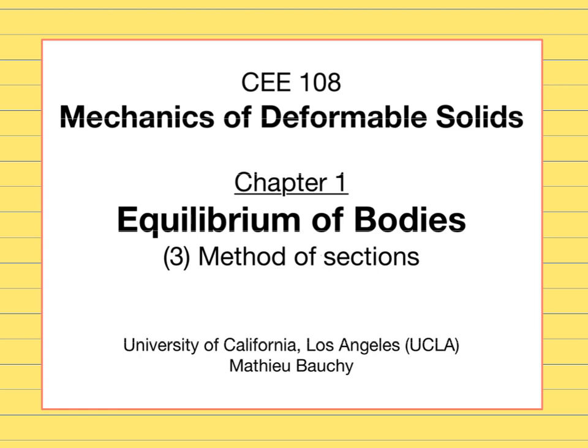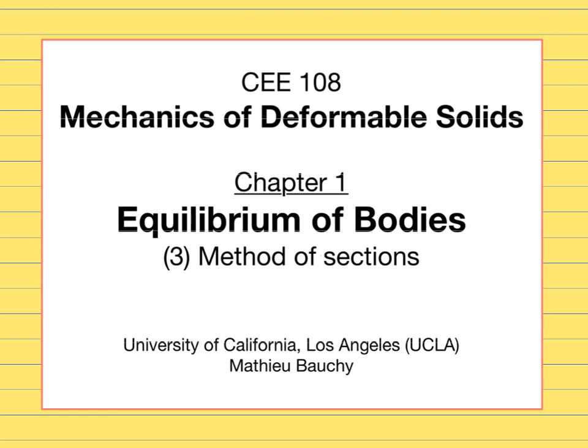So we are still in chapter 1, and in the previous videos we have seen a review of the different types of external forces that can be applied to a given material. Those are the forces that you know. And then based on those forces that you know, typically you will want to calculate the forces that you don't know. Those forces can be the reactions that are applied by the support and the internal forces that are taking place inside the material at each point inside the material.